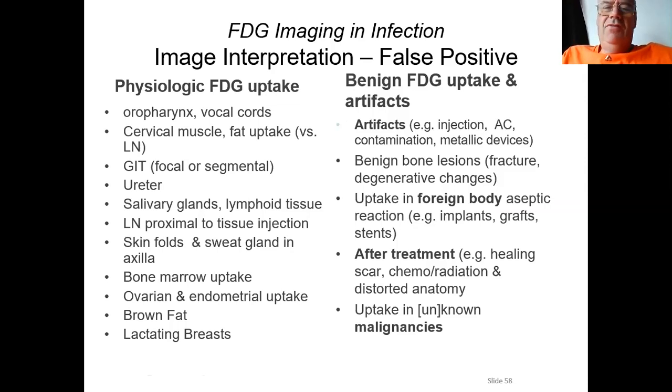Whenever we're looking at FDG inflammation and infection, we have to be aware of the normal distribution and normal sites of uptake like nasopharynx, muscles in the neck, fat uptake, gut uptake, ureters, salivaries, any lymph nodes that may be involved, bone marrow uptake, ovarian and endometrial uptake in women, brown fat, and lactating breast tissue, and even some glandular breast tissue. Artifacts: particularly if you're looking at infection around a solid object like a pacemaker, then you need to check the uptake on both the attenuation corrected and non-attenuation corrected images, so you're not getting an attenuation correction artifact. But the good thing is that you can use serial imaging to monitor the effect of treatment.